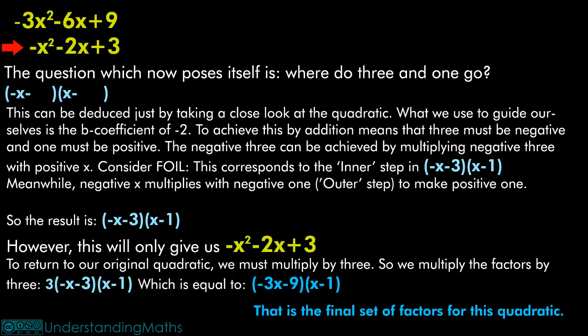The intermediate step is putting a 3 in front of the factors to denote that they're being multiplied by 3, and then we multiply them out. Notice that we only multiply the first bracket by 3. If we multiplied both the first and the second bracket by 3, we would effectively be multiplying the factors by 9, and we don't want to do that. Finally, the factorized quadratic is negative 3x minus 9 times x minus 1.